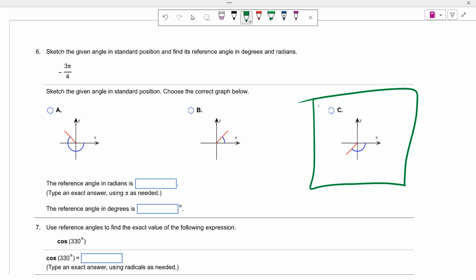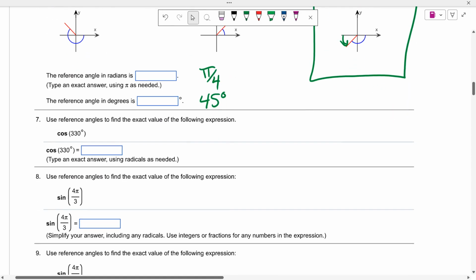How far is that angle away from the x-axis? How many degrees is it away from the x-axis? 45 degrees. Okay. It's 45 degrees down from the x-axis. So the reference angle in radians would be pi over 4. Okay. Now, it says use reference angles to find these.